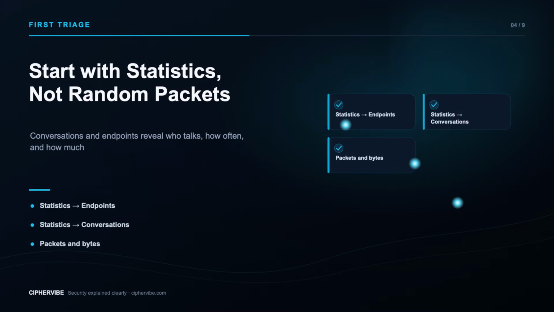labsuspicioustraffic.pcap. A beginner mistake is clicking through packets one by one. Start with the shape of the capture. Open statistics, then endpoints. Sort by packets and bytes. In our synthetic capture, the lab gateway is busiest, which is expected.